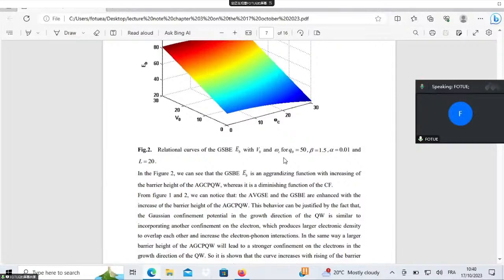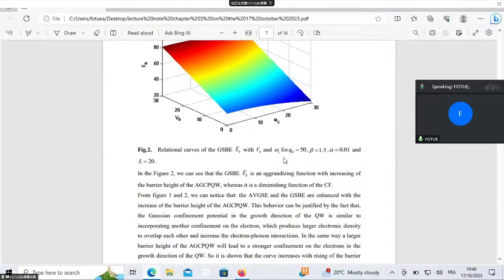And we can also see that the absolute value of the ground state energy and the ground state binding energy are enhanced with the increasing of the barrier height. This barrier height can be very useful for the properties of the quantum well. And this behavior is justified by the fact that the Gaussian confinement potential in the growth direction of the quantum well is similar to incorporating another confinement on the electron.